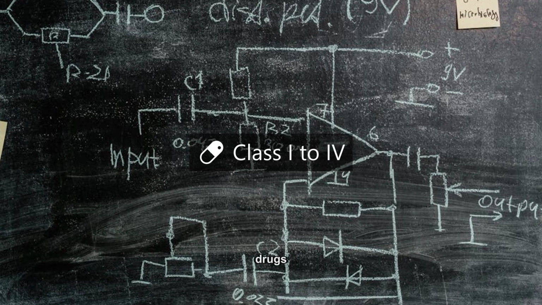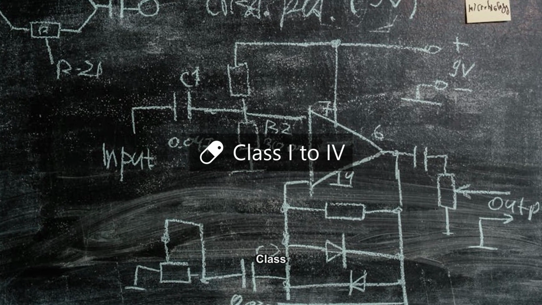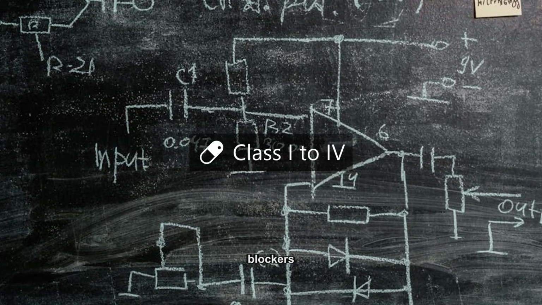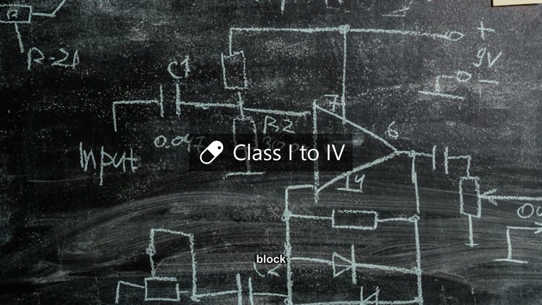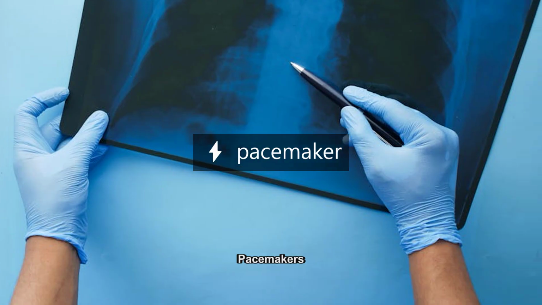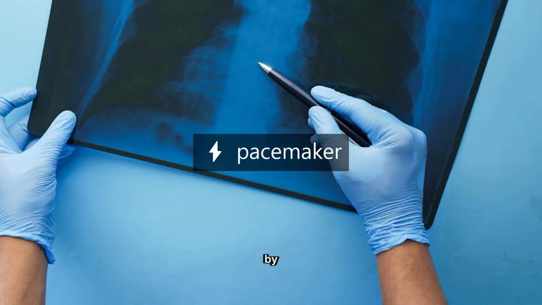Class 1 drugs block sodium channels. Class 2 are beta blockers. Class 3 prolong repolarization, and Class 4 block calcium channels. Pacemakers treat bradyarrhythmias by providing artificial electrical stimulation when intrinsic conduction fails.